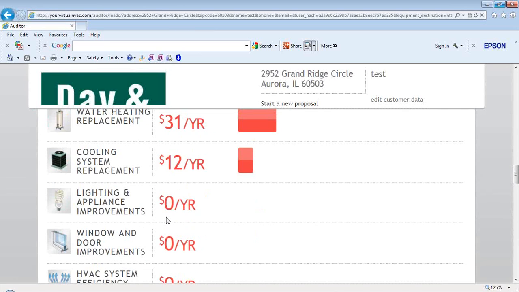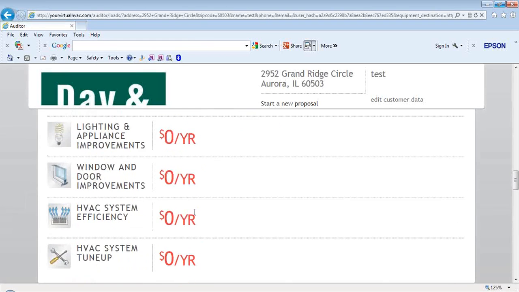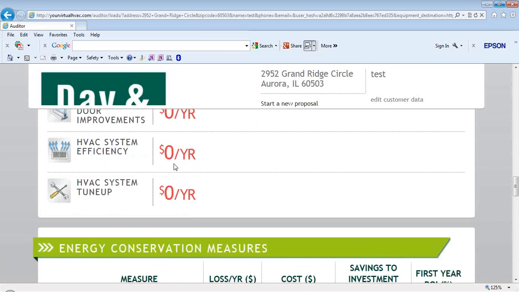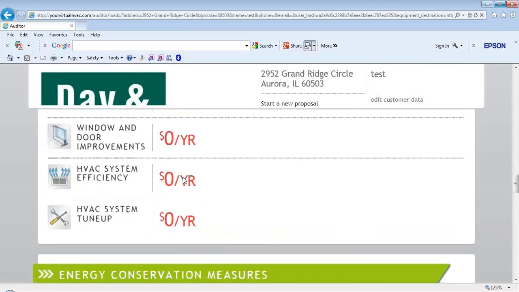Obviously not a big jump there, but if people are in existing houses, they probably don't have a 14 SEER, they probably have an 8 SEER, so the dollars will be a little bit bigger there. I didn't propose any lighting, windows, or ducting improvements, so those all say 0 in this particular case.